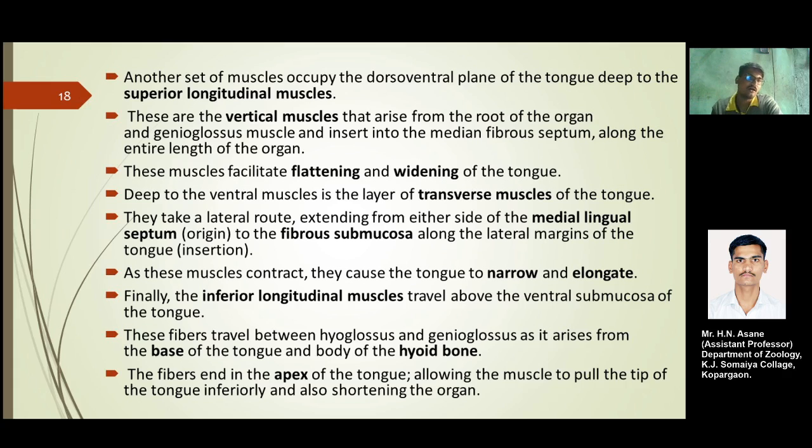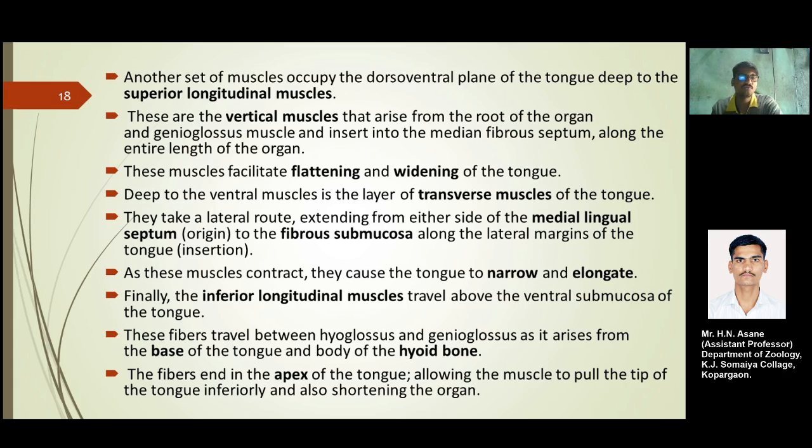Okay, and they are the genioglossus muscles that insert into the median fibrous septum, along the entire length of the organ. These are the longitudinal muscles, so they arise from the root to the tip of the organ. These are the lengthiest muscles in the organ, that is, the tongue. These muscles facilitate the flattening and widening of the tongue.